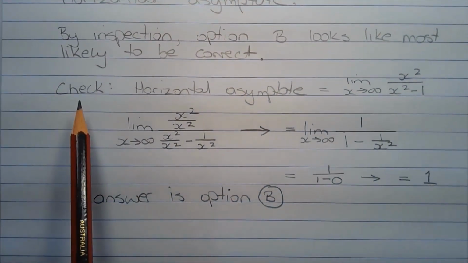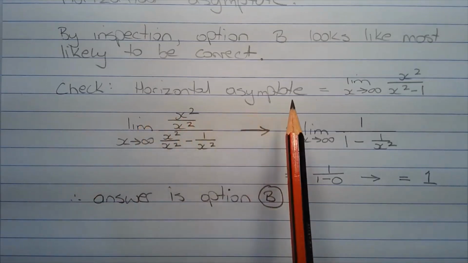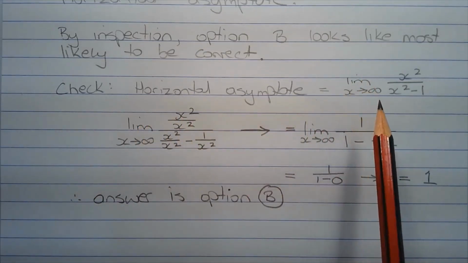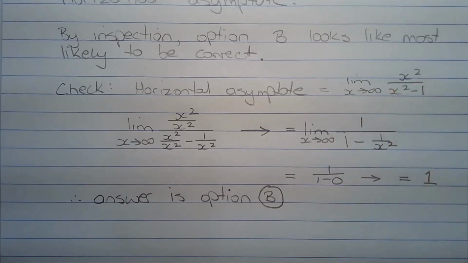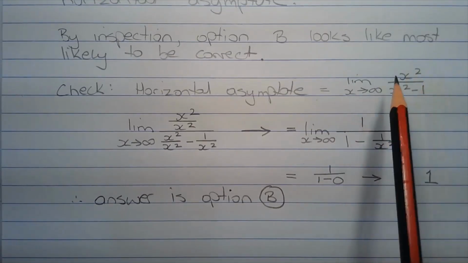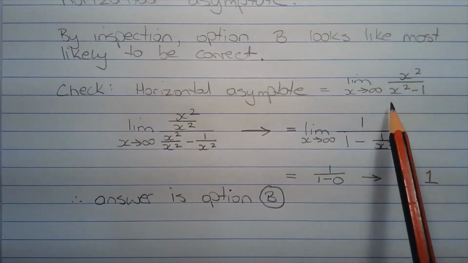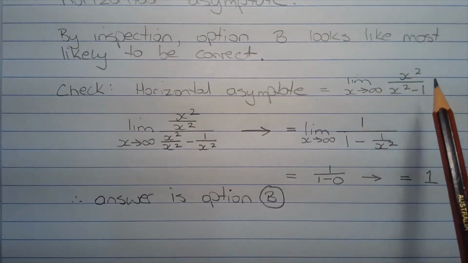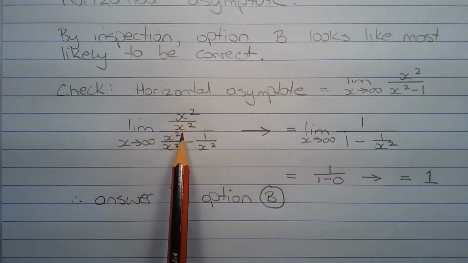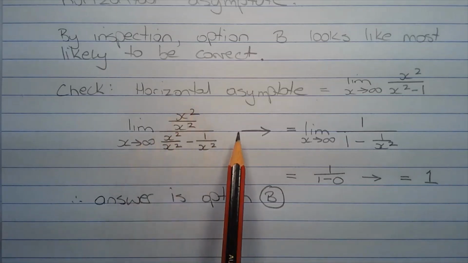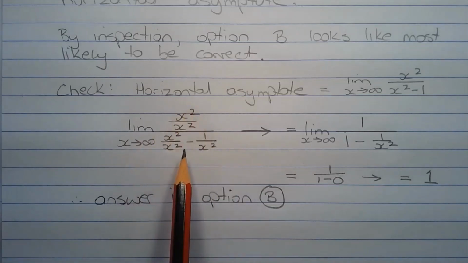So let's check this. The horizontal asymptote is given by the limit as x approaches infinity of x squared over x squared minus 1. Divide each term by the term in x that has the highest power, which is x squared. So dividing each of these three terms by x squared, we have the limit as x approaches infinity of x squared over x squared, that's the numerator, over x squared over x squared minus 1 over x squared.